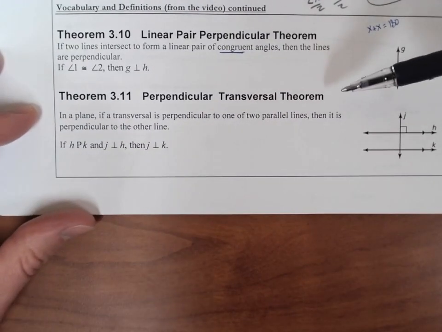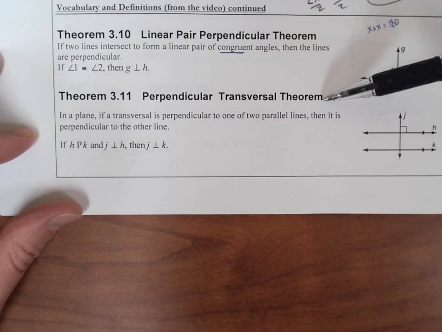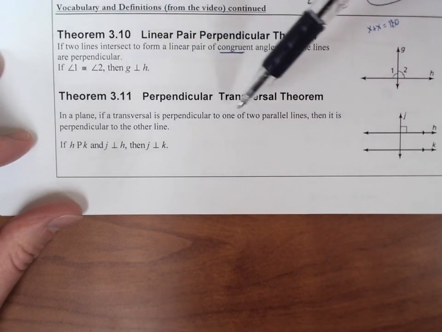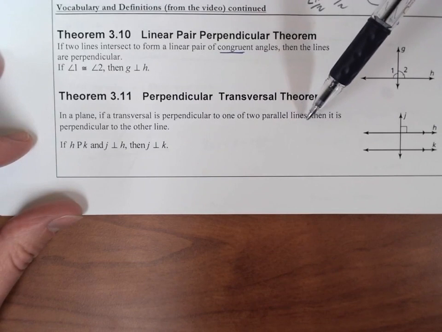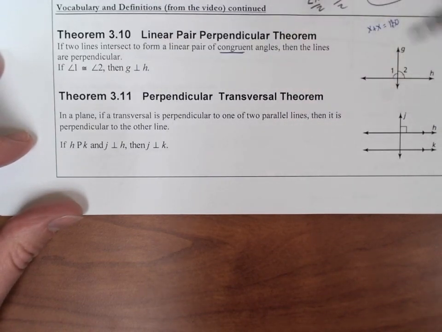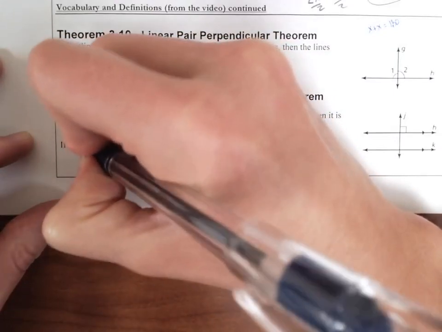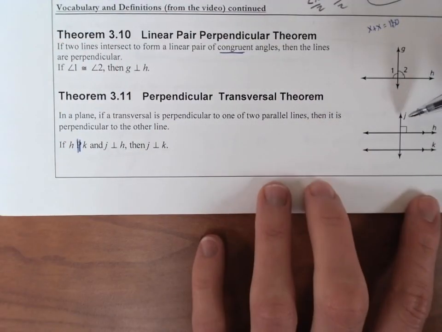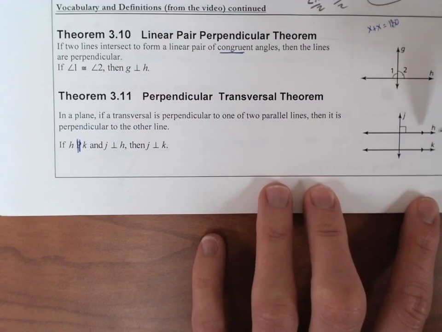The next theorem we're going to look at is called the perpendicular transversal theorem. It says in a plane, if a transversal is perpendicular to one of two parallel lines, then it is also perpendicular to the other line. Here's an example. Oops, this should say parallel. Sorry about that misnotation. Because we know that J is perpendicular to H, and we're also told that H and K are parallel lines, that means that J has to be perpendicular to K.